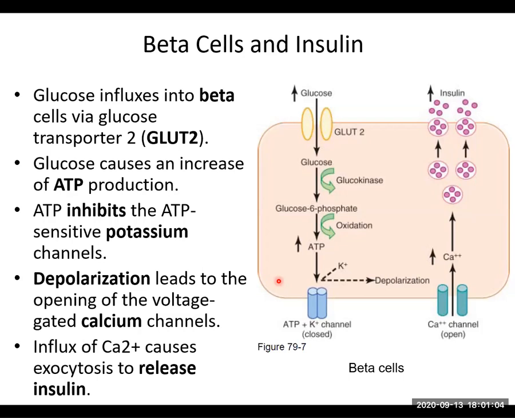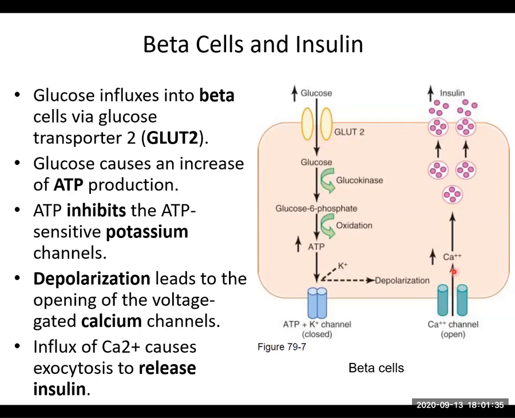So when potassium is kept in the cell, this positively charged ion will make the cell membrane potential increase. And the membrane potential increase will lead to depolarization. Depolarization will cause the opening of the calcium channel. This one is very common in all cells.